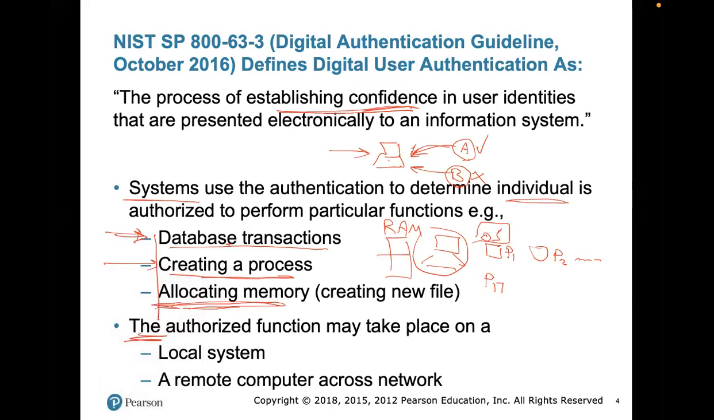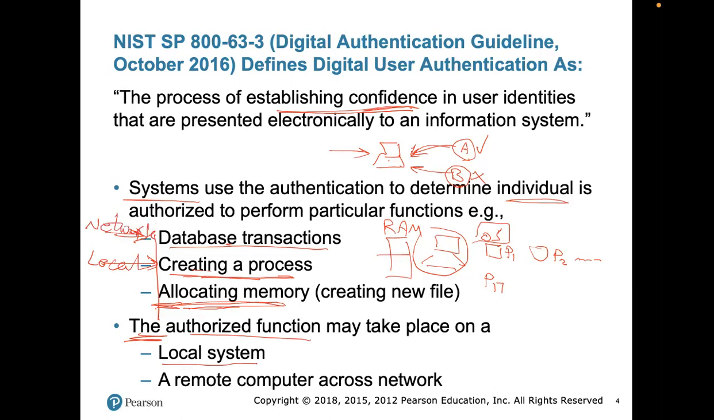Like I said, there are many examples that we can talk about. And lastly, about authentication, we should consider that the authorization, or the process of the authentication, can take place on a local system, like this example here, creating a process. This is going to happen on a local system, or it can be on a remote computer across a network, like a database transaction over the internet. So this is network-based authentication.